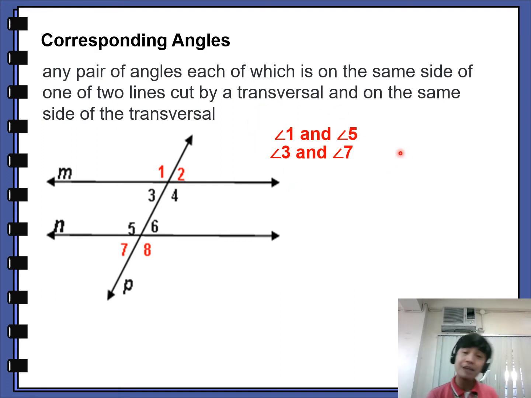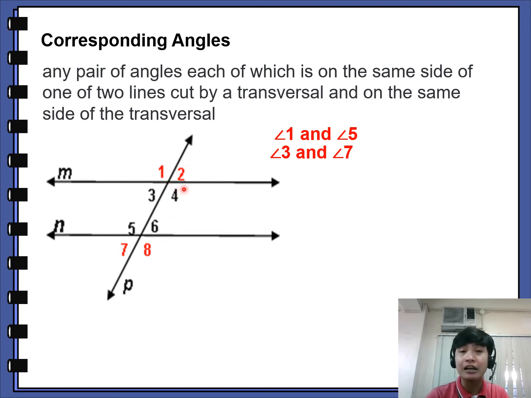Ulitin natin ha, pag sinabi natin corresponding angles, isang interior, isang exterior, whichever comes first. Second, hindi sila adjacent. They don't share a common side. Third one, nasa isang side lang ng transversal. Nasa same side ng transversal. Okay? Doon naman tayo ngayon sa right side.